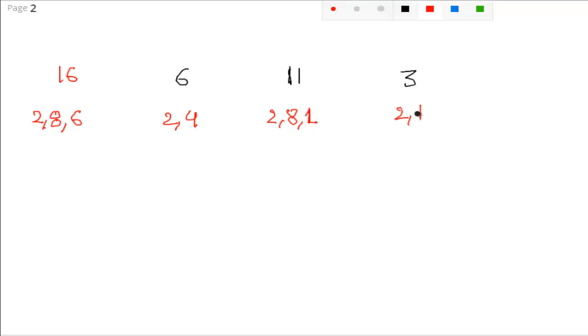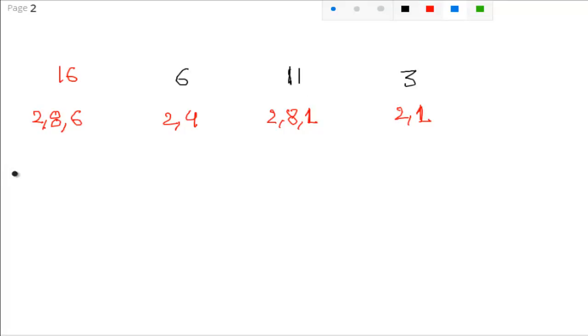It's very simple. See, I'm taking elements having atomic number 16. Let's take another example, 6, and one more example, 11, and 3. You first write the electronic configuration. So this is 2, 8 and 6. This is 2 and 4. This is 2, 8 and 1, and this is 2 and 1.